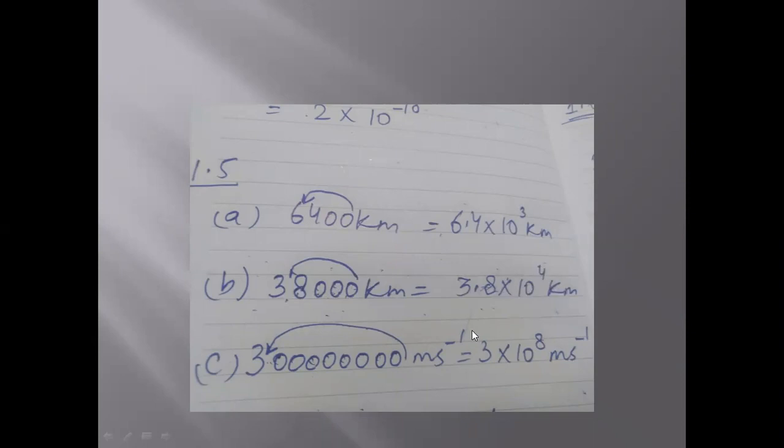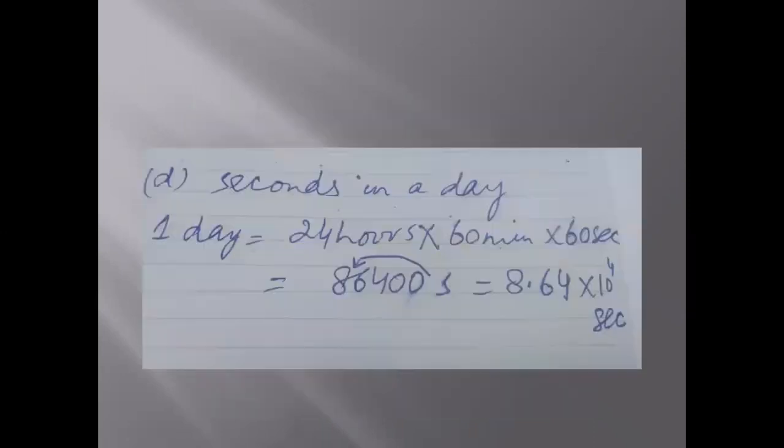In the C part, the point is taking 8 jumps. So it will be 3. There is no need to write so many zeros. You will just write 3 into 10 raised to power 8 because there are 8 jumps by the point. Then is the D part.